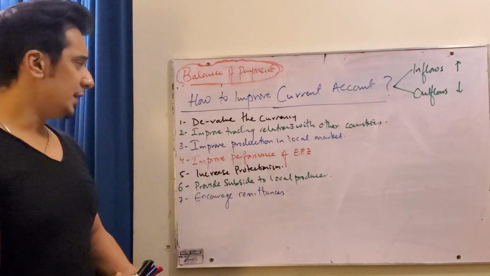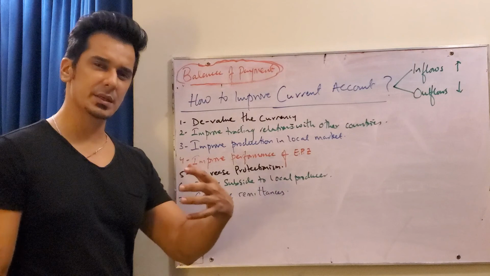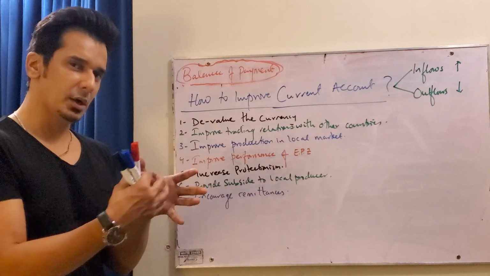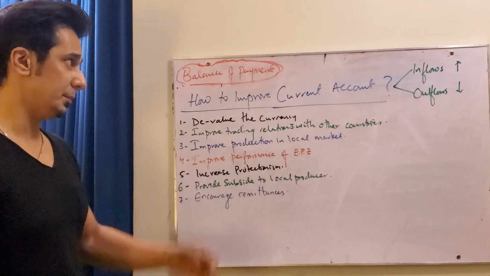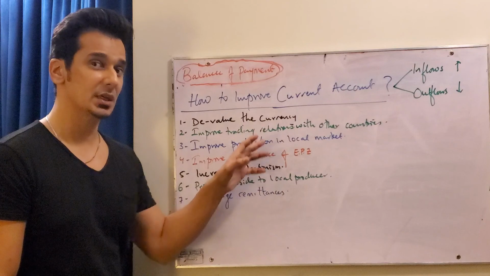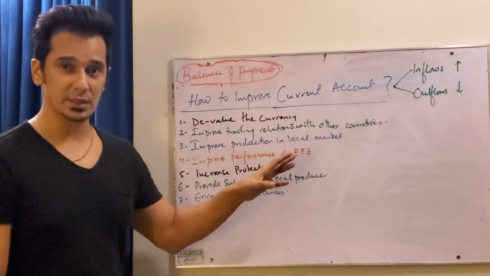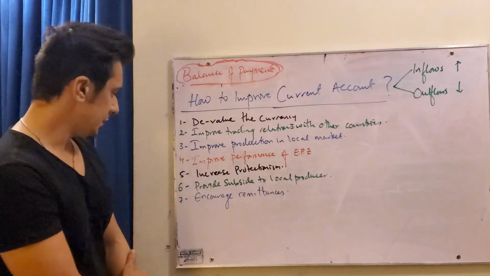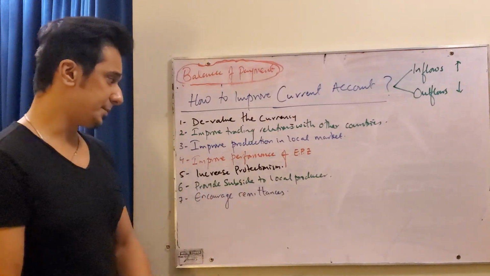Fifth point, increase protectionism, increase the amount of tariff, quota, embargo. So this would restrict the amount of imports into the economy. This would help in improving the current account position. But this method goes against free trade. Free trade encourages specialization.